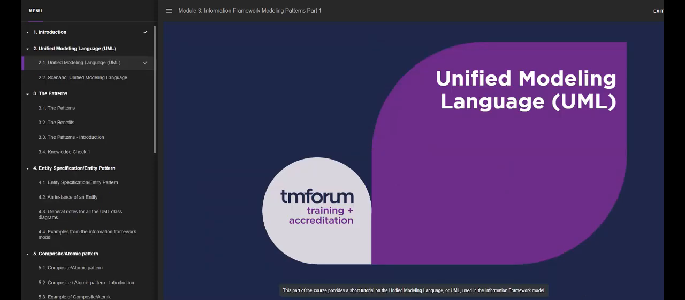This part of the course provides a short tutorial on the Unified Modelling Language, or UML, used in the Information Framework Model. For those not familiar with UML, it will provide you with sufficient knowledge to understand the UML representation of each pattern used in the model and for the model in general.